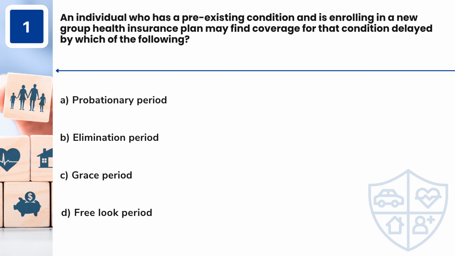Question 1. An individual who has a pre-existing condition and is enrolling in a new group health insurance plan may find coverage for that condition delayed by which of the following? A. Probationary period. B. Elimination period. C. Grace period. D. Free look period.